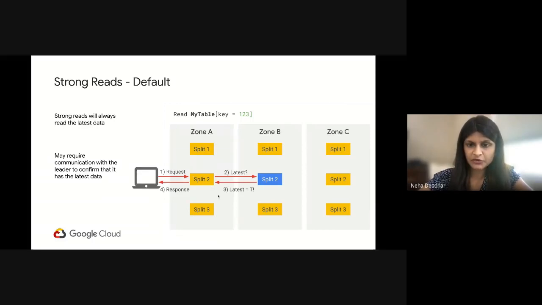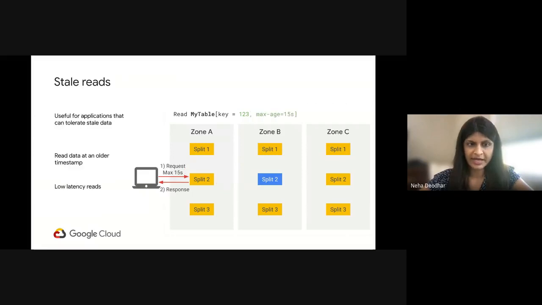So because strong reads may require communication with the leader replica, they can add a delay to your reads. This becomes more apparent in multi-region configurations where, let's say, you have a read-only replica in Europe and you're trying to do a strong read there. If the replica is not sure whether it has the latest data or not, it might have to communicate with the leader based in North America, adding some cross-region delay to your read.